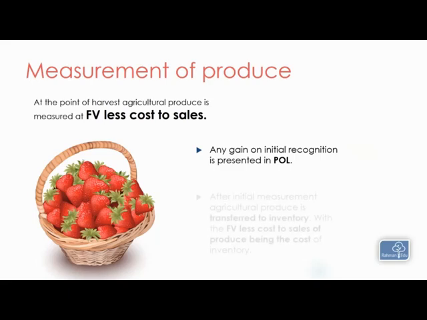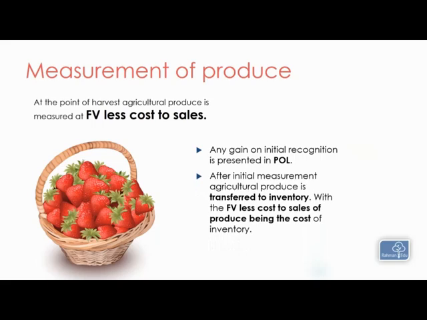After initial measurement, this agricultural produce will be transferred to inventory, and then IAS 2 principles will be applied. And IAS 2 also requires inventory to have a cost, so the fair value less cost to sell of the agricultural produce should be considered as the deemed cost of that inventory.